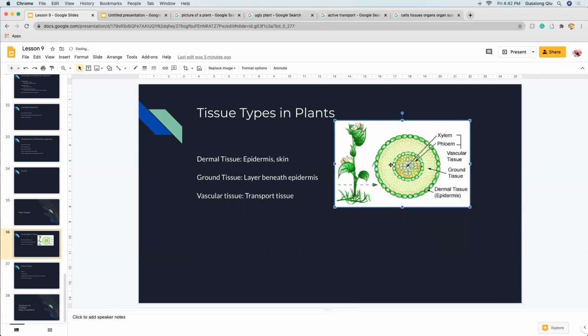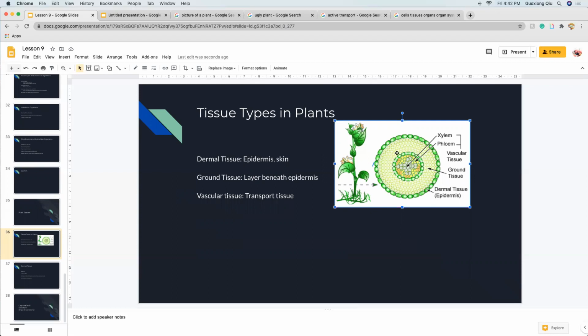Now look here on this image. This is a cross section. This is like if you cut this plant right here, across the line in half, and then you looked up its stalk through a microscope. This is the outside of the plant. This is the dermal tissue, the skin of the plant, the epidermis. Inside of that, we have the ground tissue, which is a layer just right beneath the epidermis.